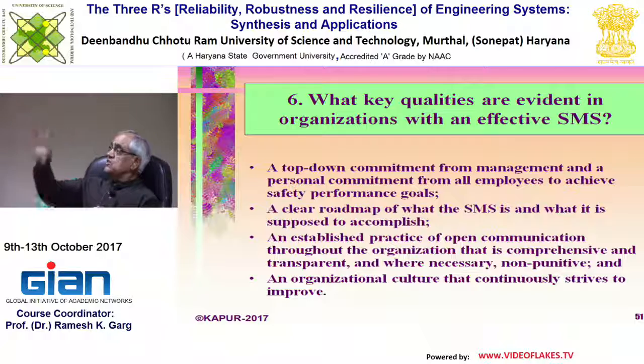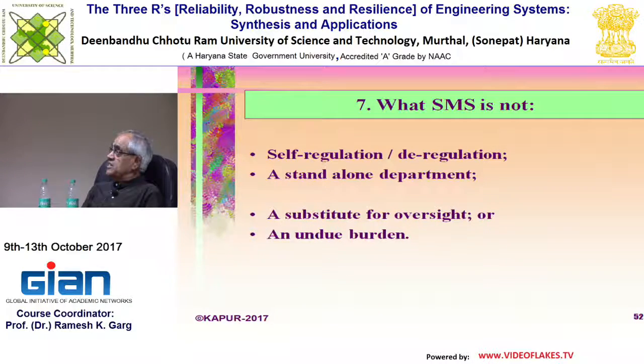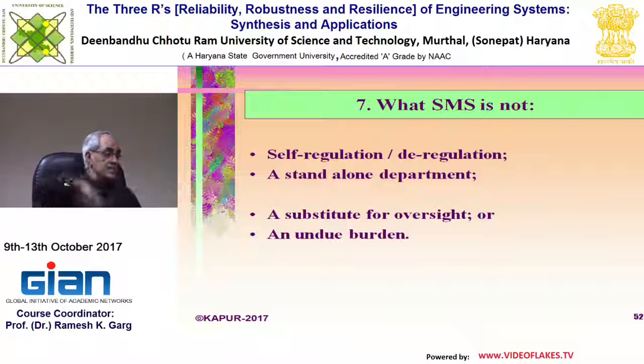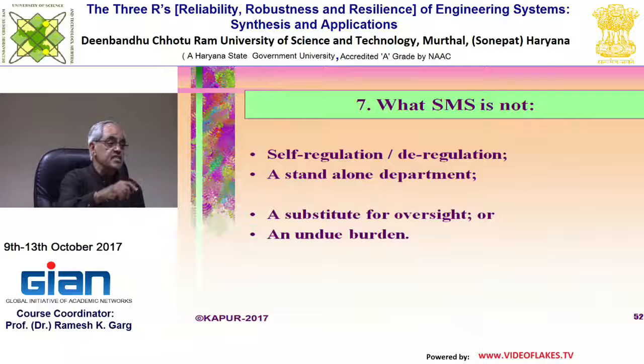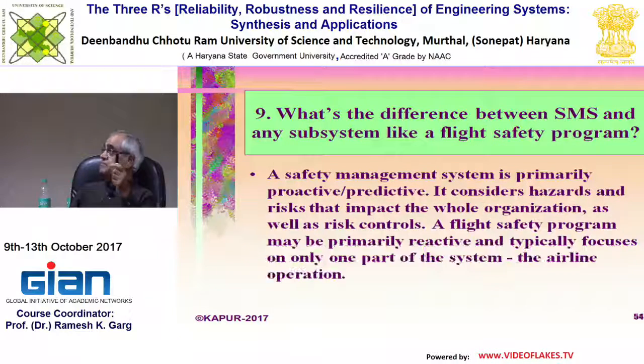So you can develop systematically, and the same ideas you can do for any other quality, not just for safety, right? So the basic idea is the same. System safety is not self-regulation or deregulation or a standalone department. It is distributed everywhere in the organization. Just like we say, quality is everyone's responsibility, not the quality department. And it is not a substitute for oversight or an undue burden, but it is a responsibility for everybody.